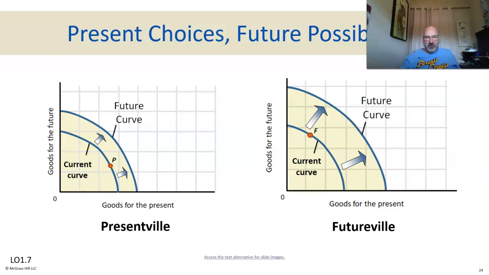So what kind of things do you do? And so you can see the points that we have there, P and F. Notice that P is more toward the goods for the present, and F is more toward the goods for the future. Basically, the capital goods point. And if you're making more capital goods, you're going to shift the curve out more than if you make more consumer goods.